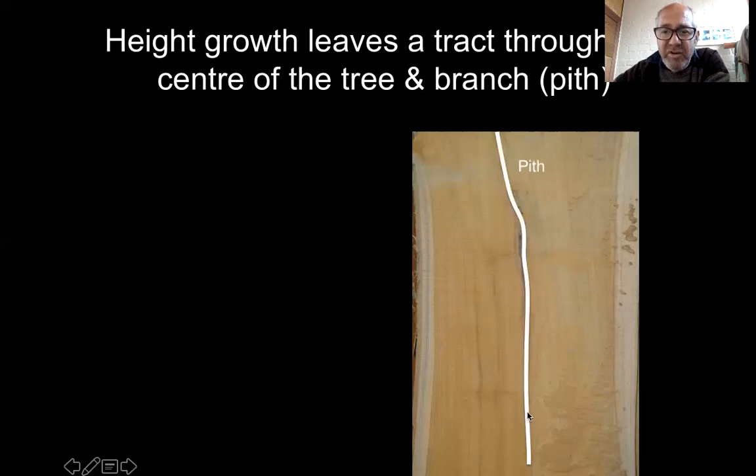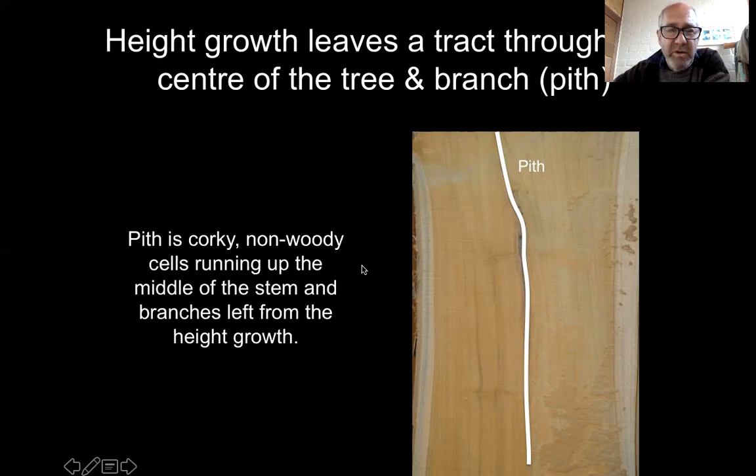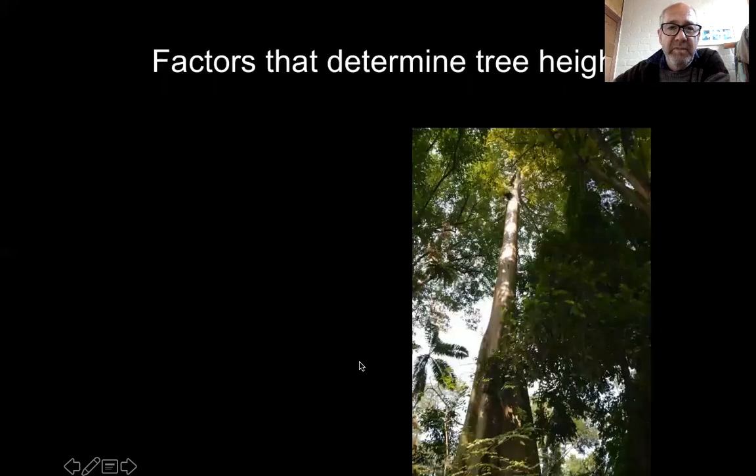So this is the trace left behind by that growing tip. It could only be a few cells wide. In some cases like pine and teak, you can see it might be 3 or 4 millimeters wide. In eucalypts, you can't even see it. It's just that point in the center where there was height growth. And I call it a corky, non-woody material running up the center of the tree and up the middle of all the branches. What tends to happen in a piece of wood, it shrinks around that and tends to crack, particularly in the hardwood species.